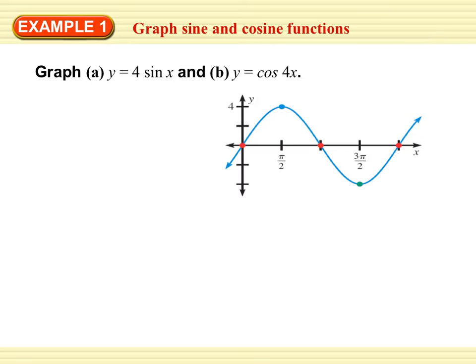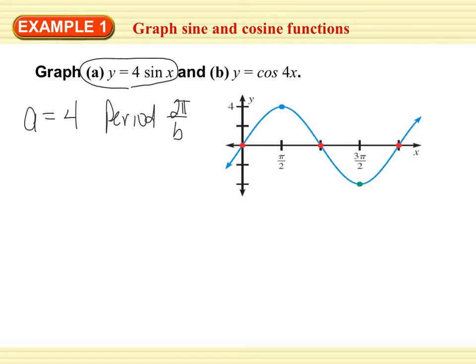So we're going to do A. I know that here my amplitude A equals 4, and my period is 2 pi over b. I've got A equals 4, B equals 1. So 2 pi over B is 2 pi over 1, or just plain old 2 pi. So now my amplitude is 4 and my period is 2 pi. Cool. Okay, let's go through the intercepts.